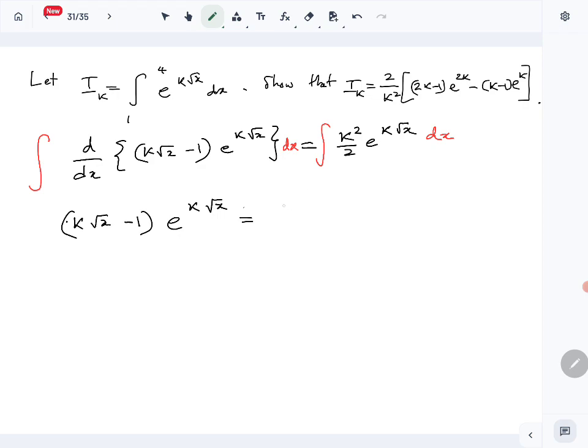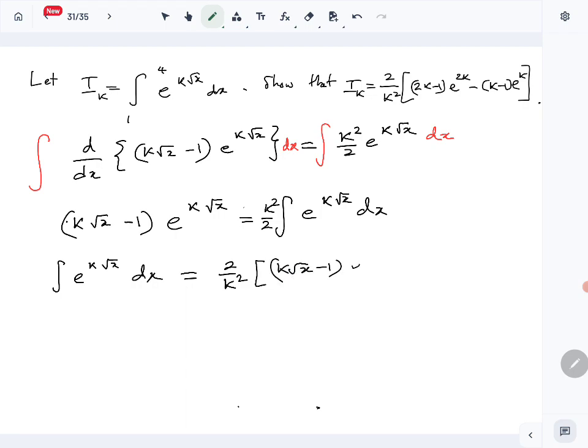And on the right hand side you can take the k squared over 2 out and you get e to the k square root x dx. So now we have found the expression for the integral of e to the k square root x dx, which is 2 over k squared times k root x minus 1 times e to the k square root x. So now we can find the definite integral using this.